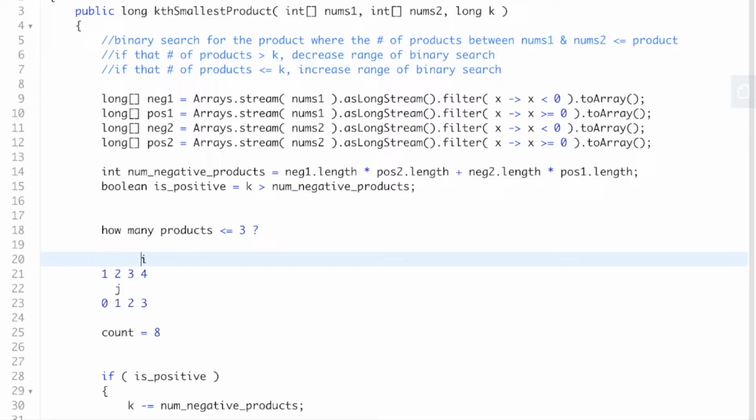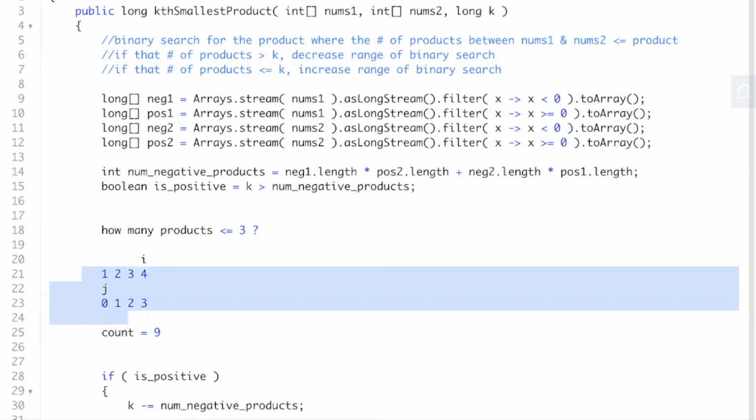Now I'm going to calculate the next number, and now it's 4 times 1. So that's 4. Is 4 less than or equal to 3? It's not. So we decrement j again. Is 4 times 0 less than or equal to 3? It is, because 4 times 0 is 0, and 0 is less than or equal to 3. So we just add 1 here. Cool. So now we have 9 products that are less than or equal to 3.